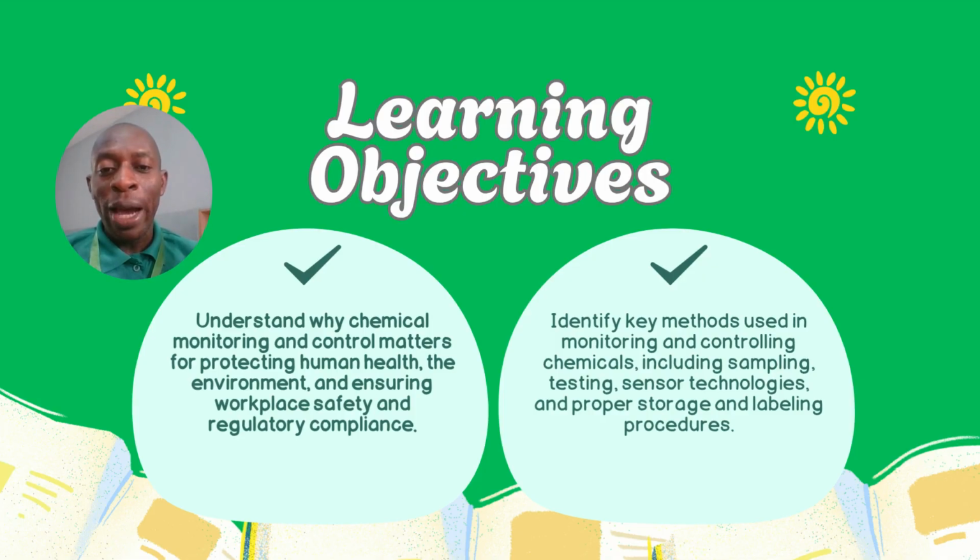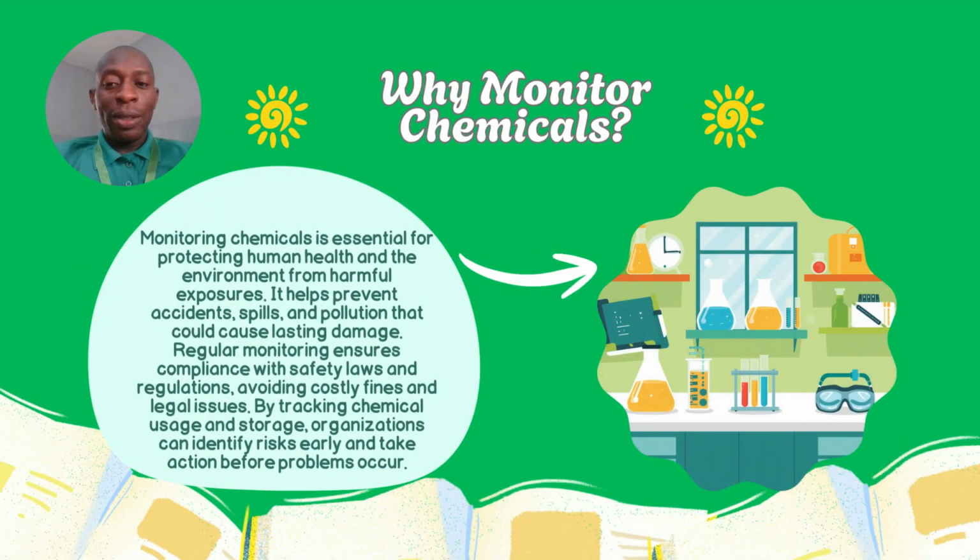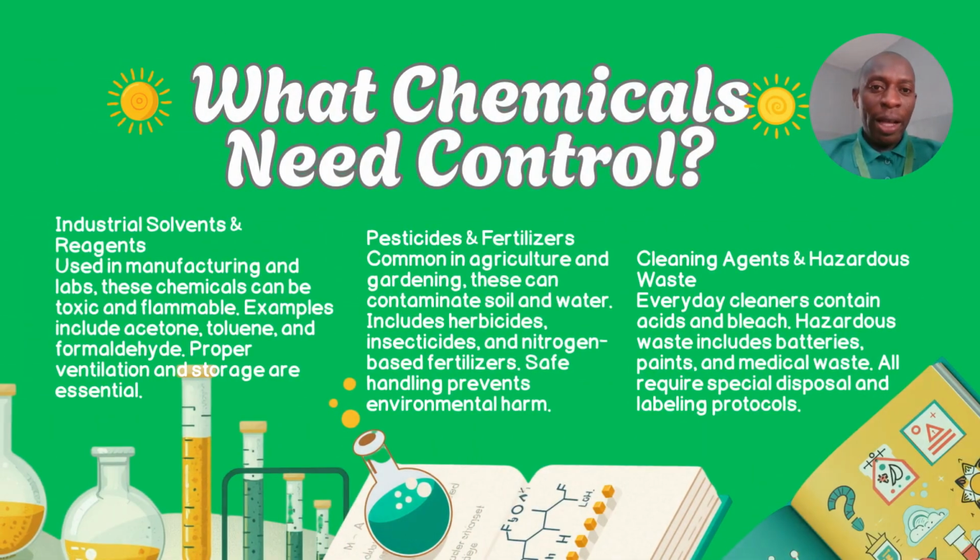Please come with me as we look at why chemical control is very important. Why is chemical control very important? Number one, we need to protect the environment. When chemicals are released into the soil, water or air, they can cause pollution. Number two, to protect human health from chemicals, to prevent accidents and sickness. Number three, to ensure that they follow the rules and regulations that guide chemical pollution in society at large.